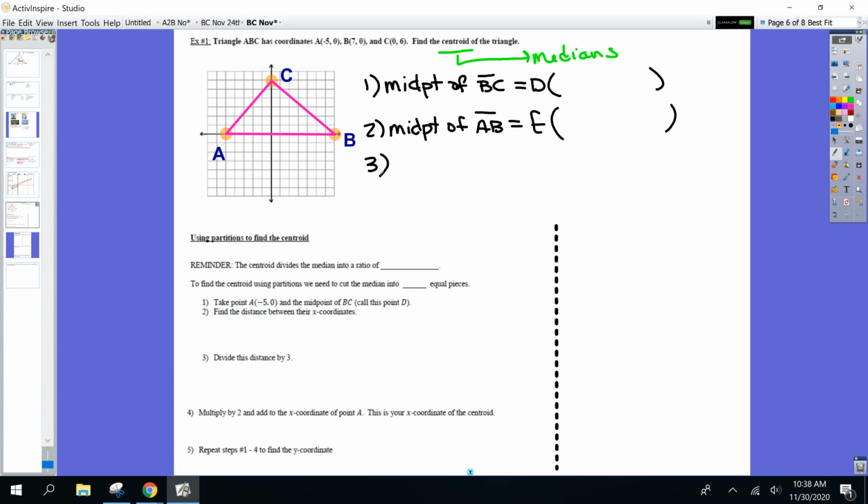And then the final group, last names S through Z. You have the midpoint of AC, and you're going to call that point F, all right? Same thing we did on Tuesday. We're going to find the midpoint so we can draw in the median, and then we're going to figure out where they all intersect and call that the centroid. But we may have an issue here at the end.